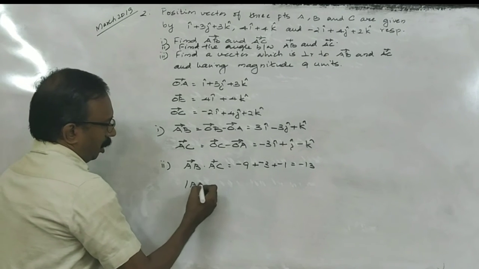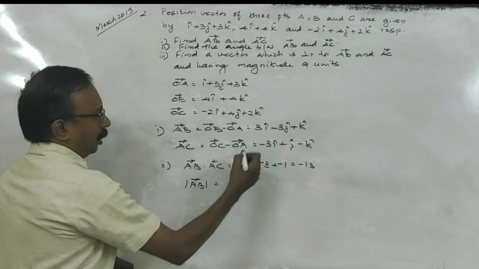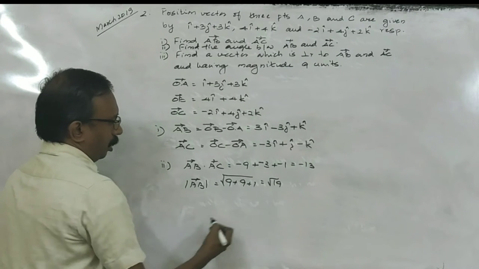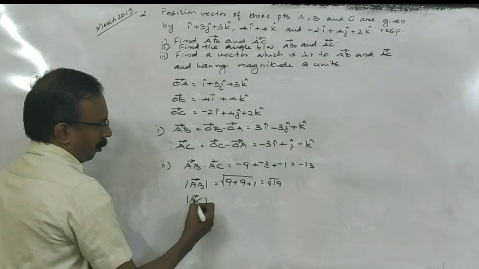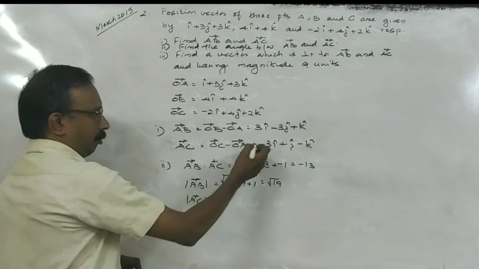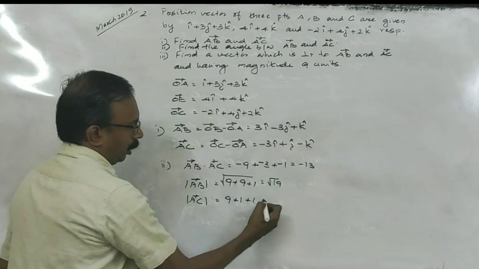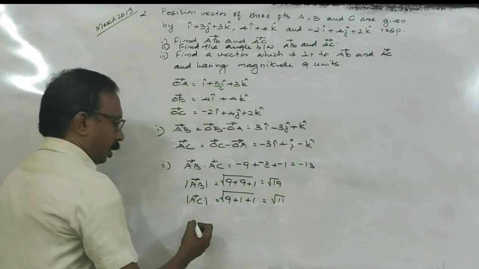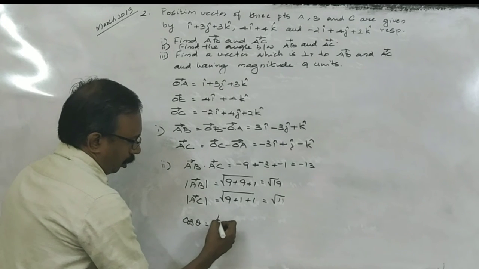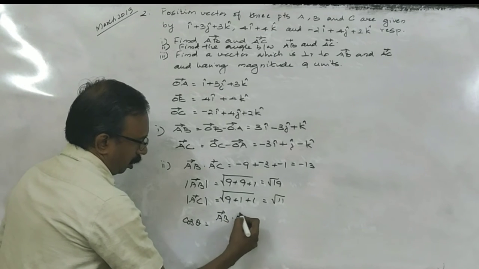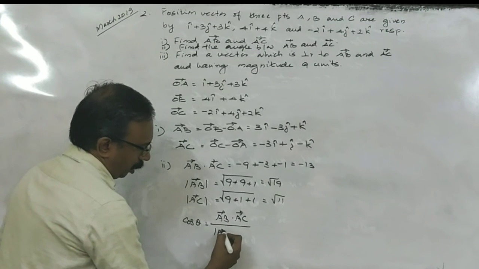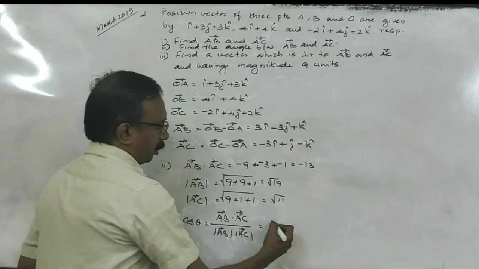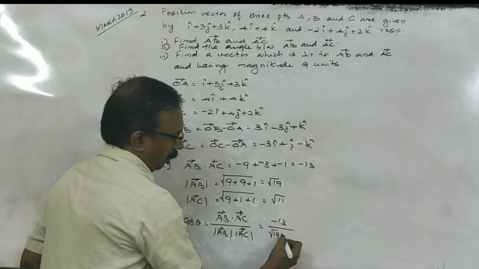So modulus of vector AB is equal to 9 plus 9 plus 1, that is root of 19. Modulus of vector AC is minus 3 squared, 9, plus 1 plus 1, root of that is root of 11. Therefore, cos theta is equal to AB dot AC divided by modulus of AB into modulus of vector AC. That is minus 13 by root of 19 into root of 11.